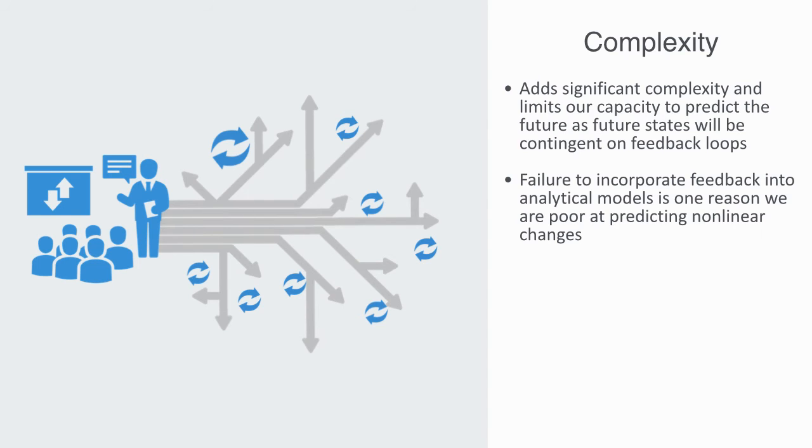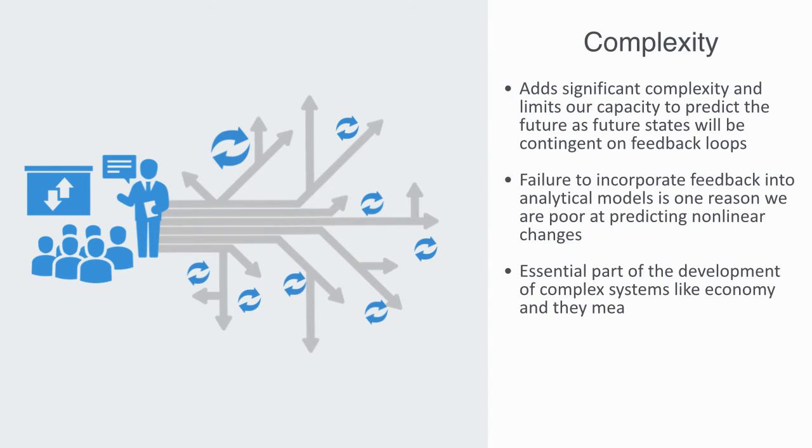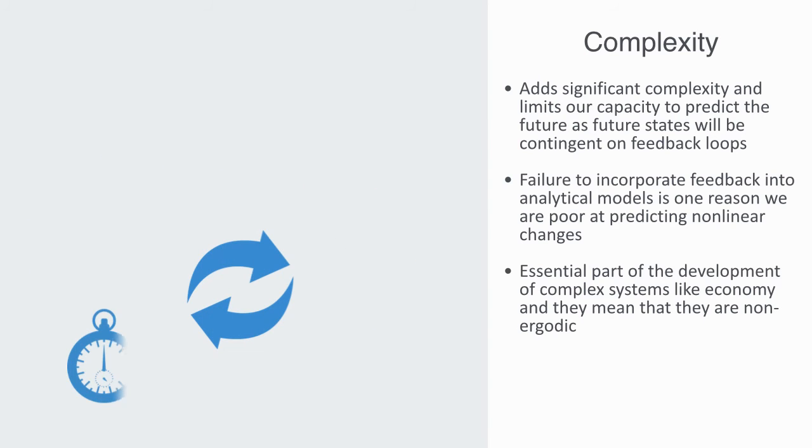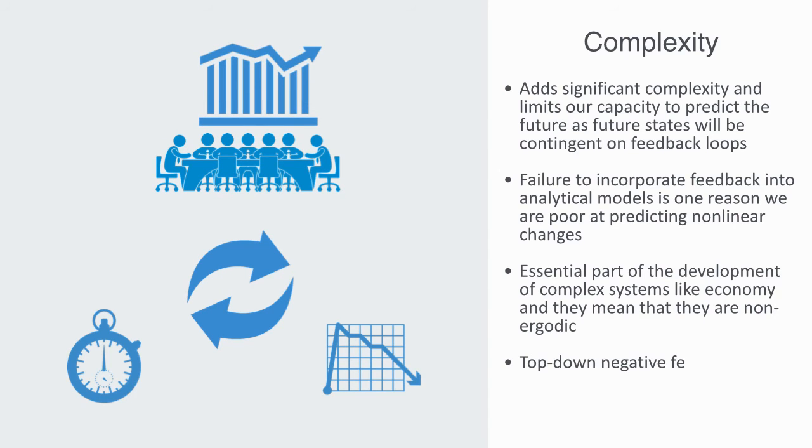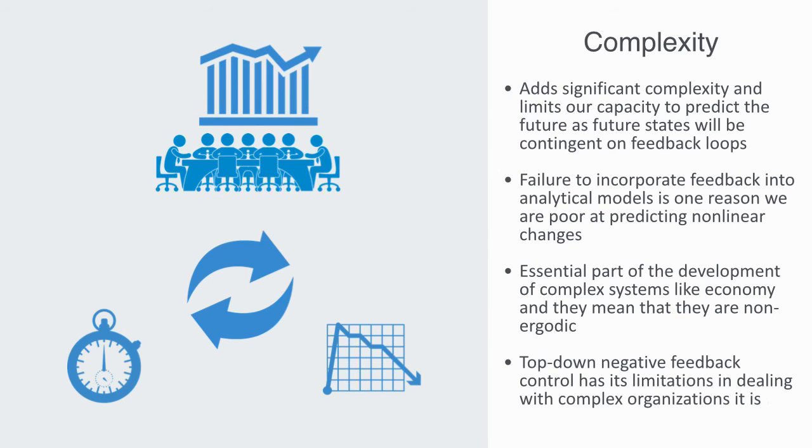Feedback loops are an inherent part to the development of complex systems like economies, and they mean that they are non-ergodic. The future is not a simple transformation of the past. The faster the iterations to the system and the more feedback, the lower our capacity to foresee the future. Meaning any centralized, top-down, negative feedback form of control has its limitations when dealing with complex organizations. It's really best suited to very simple systems, operating in stable and predictable environments like our thermostat.